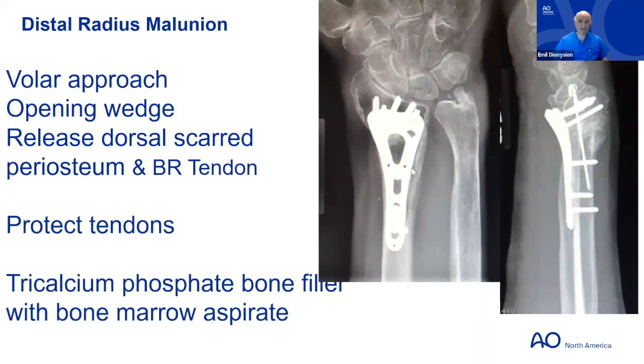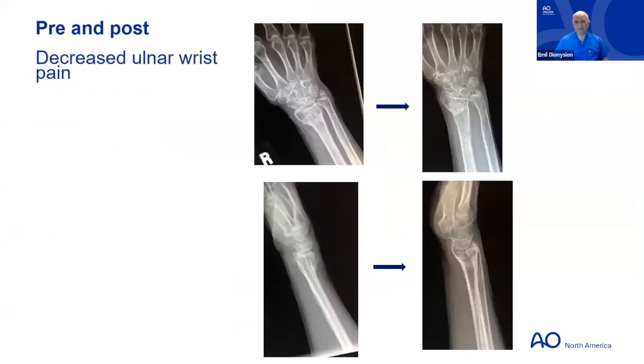In her case, we used a tricalcium phosphate bone filler and used a bone marrow aspirate to enhance the healing. Fortunately, we did not have any major complication and no tendon rupture or problems. She did have a problem with the hardware, and we had to remove it later. So here's her after the removal of hardware. The image on the left was before the osteotomy, and then right after the osteotomy, we corrected the dorsal tilt and the radial height and the inclination.